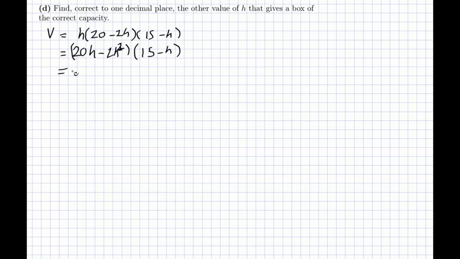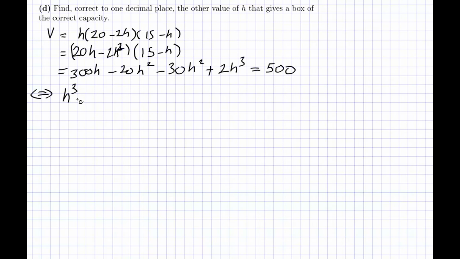And that gets me 300h minus 20h squared minus 30h squared plus 2h cubed. And we know that that's equal to 500 because that's the correct capacity that we were told at the beginning. So I can do a little bit of rearranging there and a little bit of division as well while I'm at it, and I get that h cubed minus 25h squared plus 150h minus 250 is equal to 0.